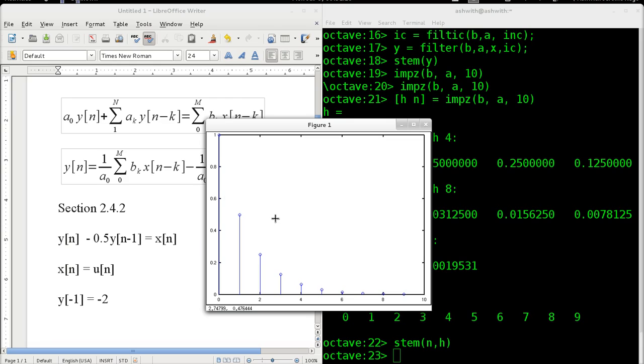So that's it for this week. That's how you solve difference equations, and I also showed you how to find the impulse response when you're given a difference equation. So that's it.